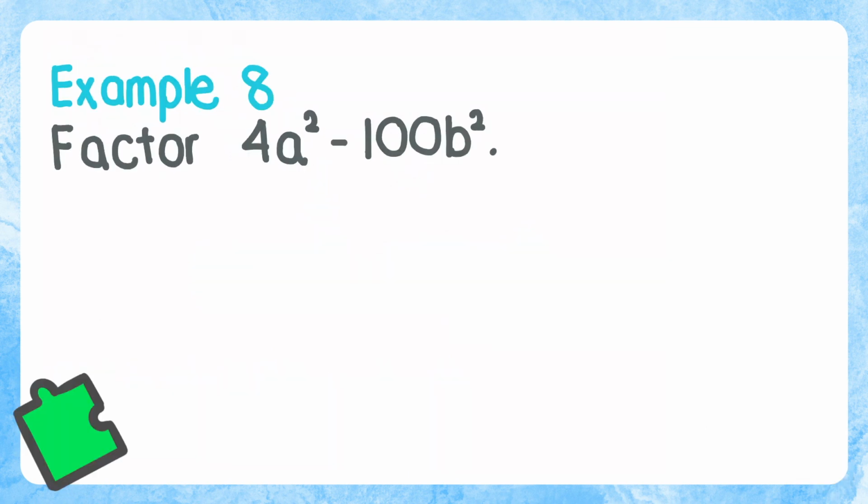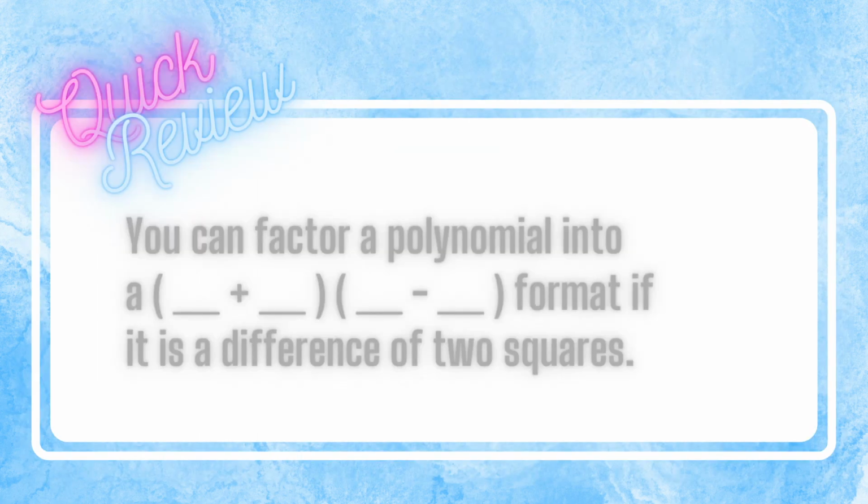And then last example on Edpuzzle, please factor 4a squared minus 100b squared. Alright, so just as a quick review, if you're using the dots method, you can factor a polynomial into this format, but you can only use it if it's a difference of two squares. So please be careful on that.